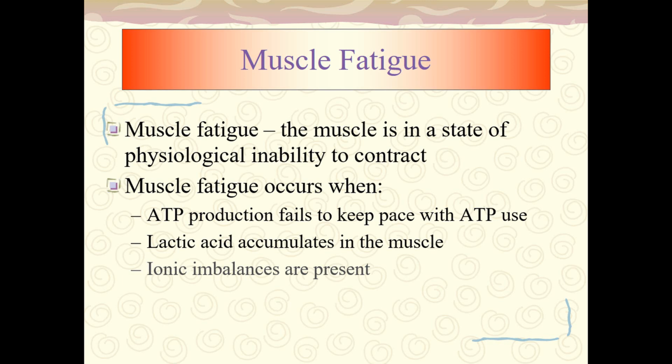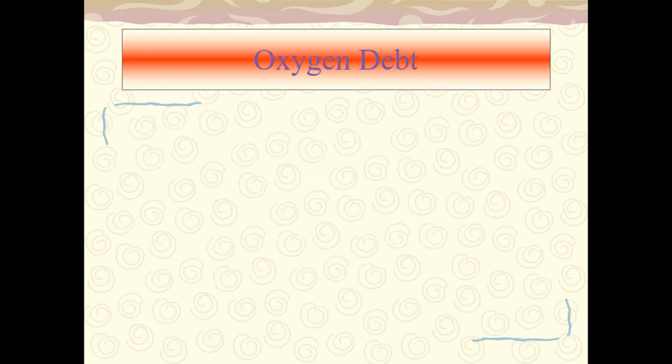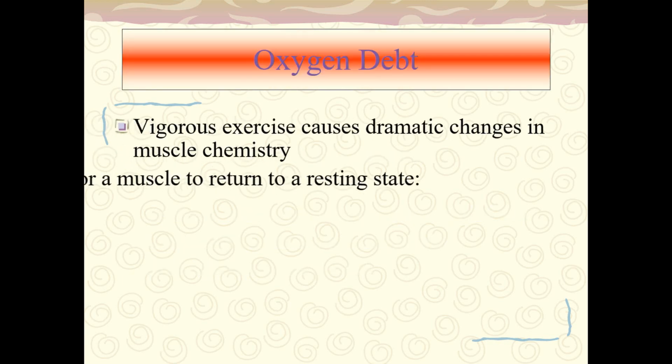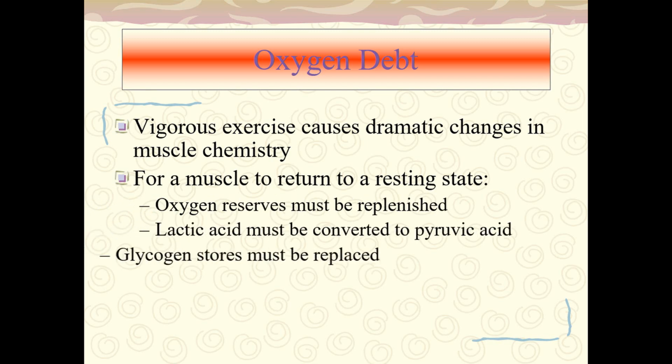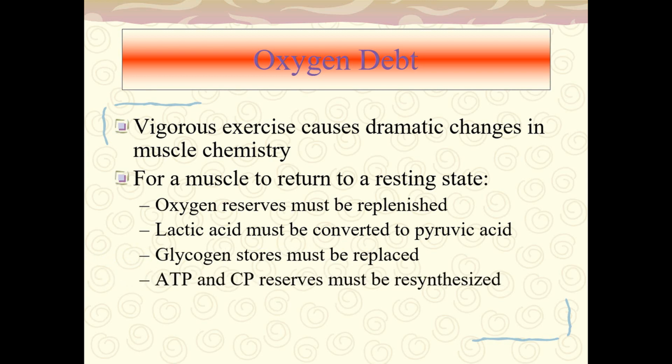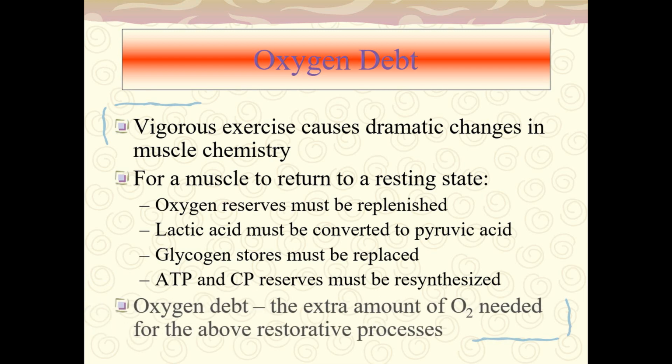Now, when you're running and you stop running, it's not like your rate of respiration goes back to normal immediately, and that's because you're in something called oxygen debt. So there is a whole bunch of things that have to happen. We have some oxygen reserves, all that lactic acid has to be converted back to pyruvic acid. Any glycogen that was broken down, that has to be replaced. ATP and creatine phosphate reserves have to be synthesized. And oxygen debt simply is the amount of oxygen needed for all of these restorative processes to take place. And that's why your respiration rate is still so high.